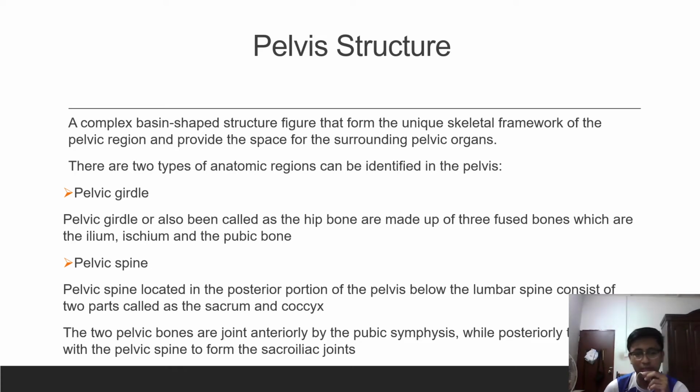Next, the pelvic spine. The pelvic spine, located in the posterior portion of the pelvis below the lumbar spine, consists of two parts called the sacrum and coccyx. The two pelvic bones are joined anteriorly by the pubic symphysis, while posteriorly they attach with the pelvic spine to form the sacroiliac joints.